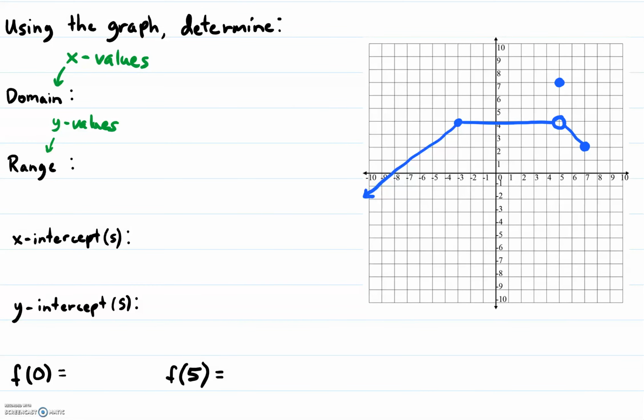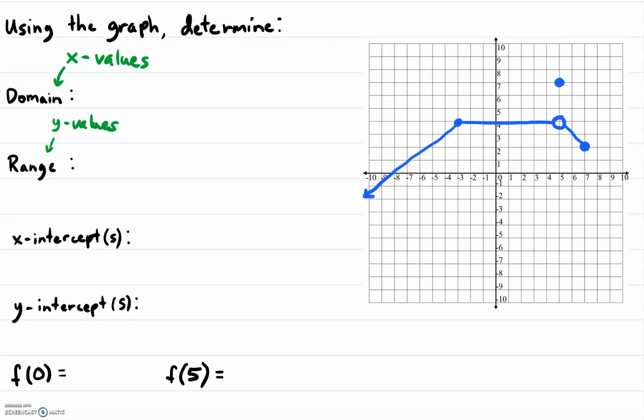In this video, we want to use a graph to determine the domain, the range, the x and y intercept or intercepts, and the function value at particular values of x. And so you can see the graph we're given over here on the right-hand side in blue, and we want to use that to figure out, first of all, what our domain is.